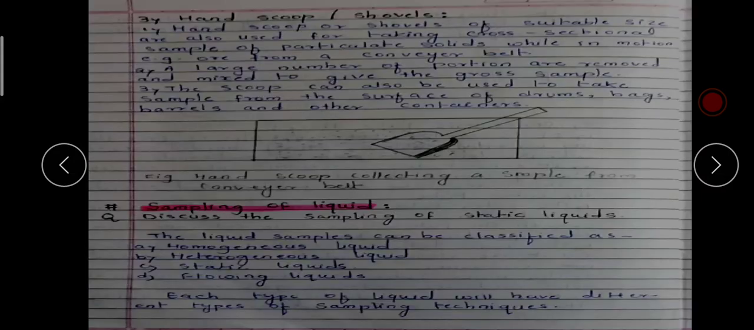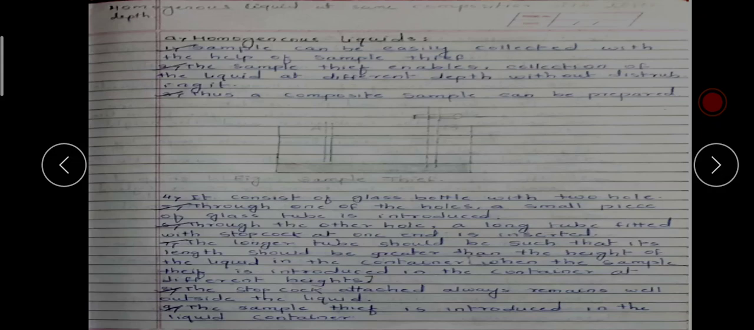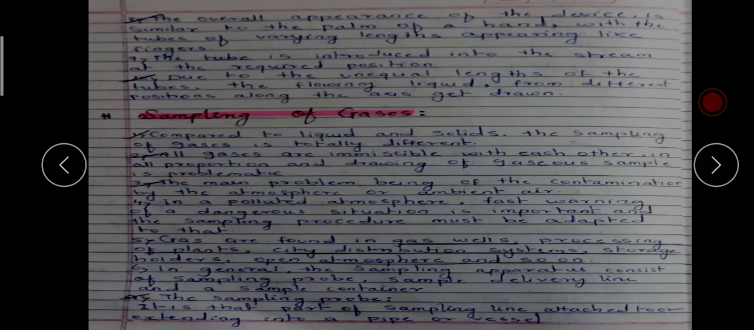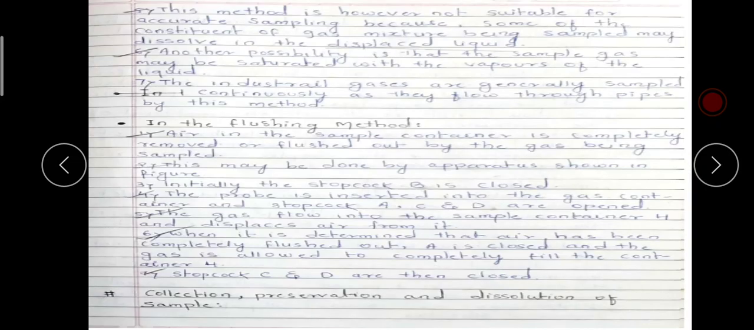Then sampling of the liquid. There are 4 types of liquids: homogeneous liquids, heterogeneous liquids, static liquids, and flowing liquids. How they can be sampled, we have seen already. And in the last part we have seen the sampling of the gases. The sampling of the gases is very difficult, as we have seen. The general assembly used for sampling gases we have already seen. There are ambient sampling, stack sampling, and the third one is the flushing method of sampling the gases.